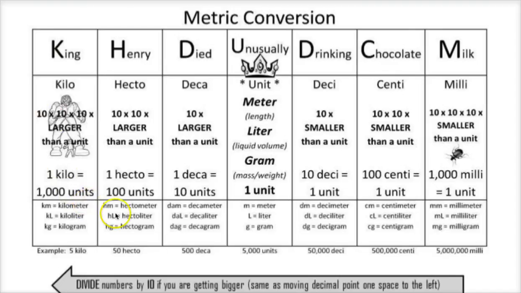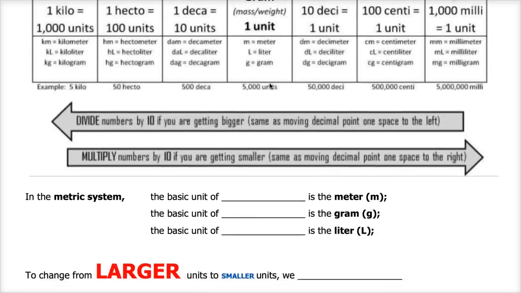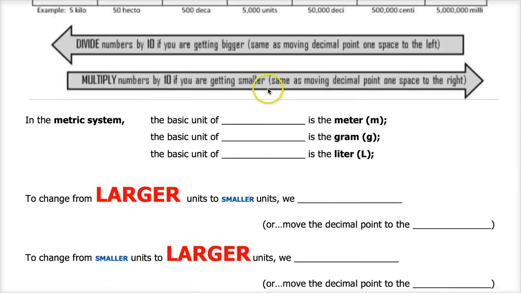So here at the top of your page, you have a chart just reminding you of the three main units of metric measure and then the prefixes that go before those units. So we're going to move down below this chart and just remind ourselves of this as well. In the metric system, the basic unit of length is the meter. The basic unit of mass is the gram. And the basic unit of volume is the liter.